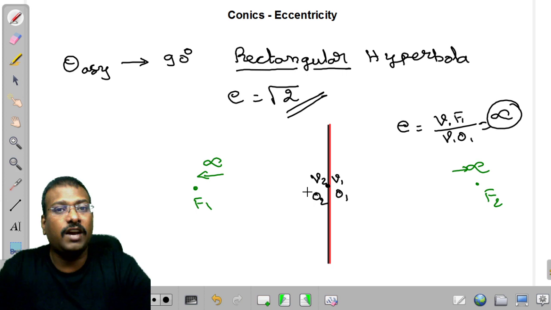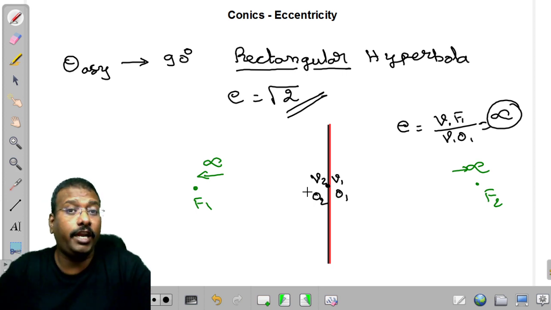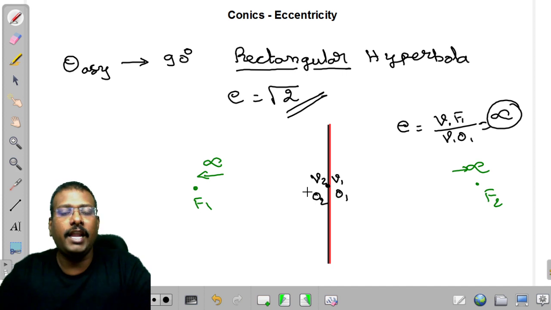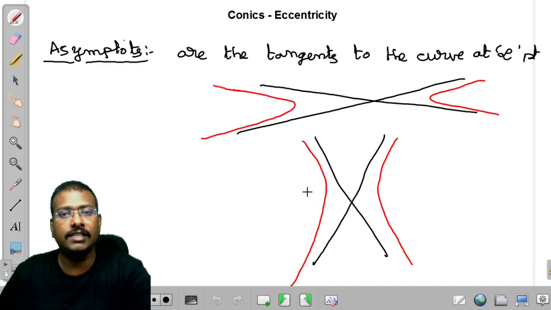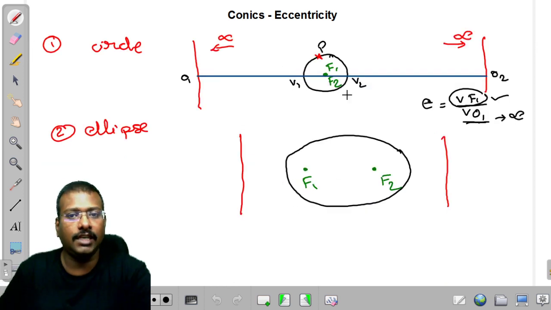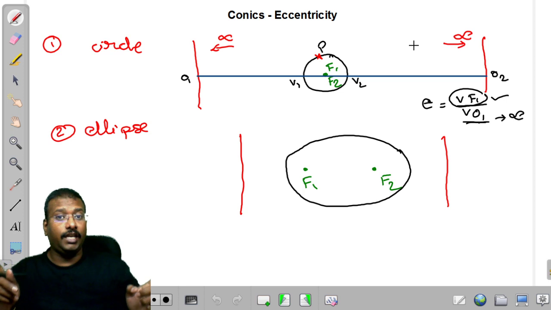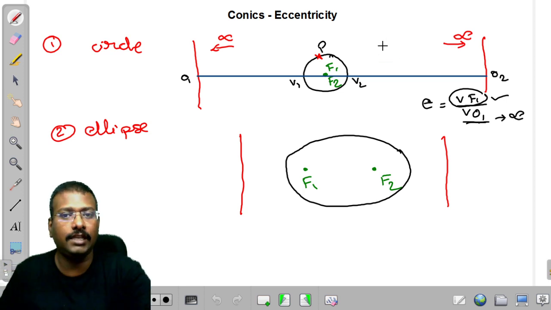So that is why for a straight line, focal points are at infinite distance. Directrix will coincide with the curve. Whereas if it is a circle, focal points coincide, directrix are at infinity, and then we are going to get a circle.